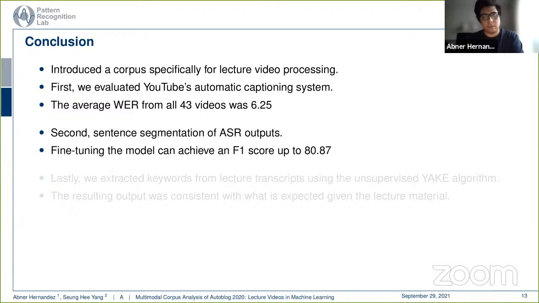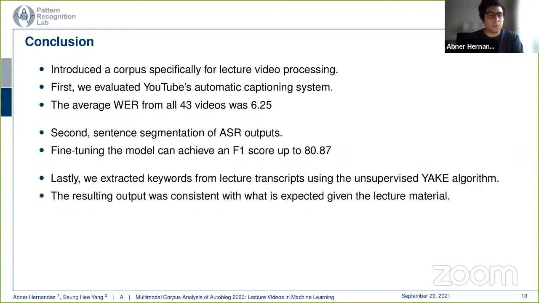Second, we evaluated the utility of having a model trained to predict sentence segmentations based on the ASR outputs, and found that a base model was only able to achieve around 50% accuracy or F1 score, whereas a fine-tuned model can achieve up to 80%. And then we also extracted keywords using the YAKE algorithm to see how well it would perform with academic material, and the resulting output is what we expected.